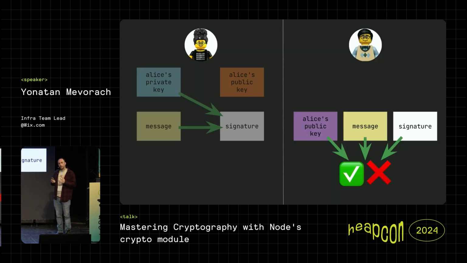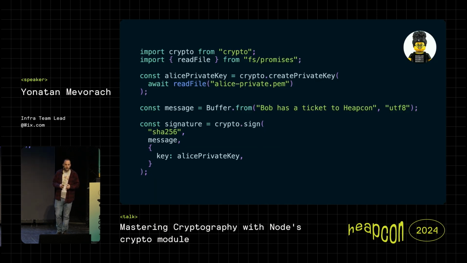And then Bob can perform the cryptographic verification on this. He takes Alice's public key, the message, and the signature, and performs a verification algorithm. And this will only return true if the signature came from someone with access to Alice's private key. And this is why this proves that the message really came from her. So let's see how this is done in code.